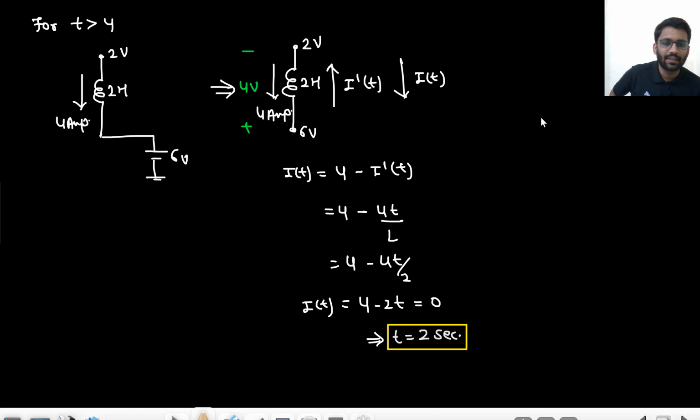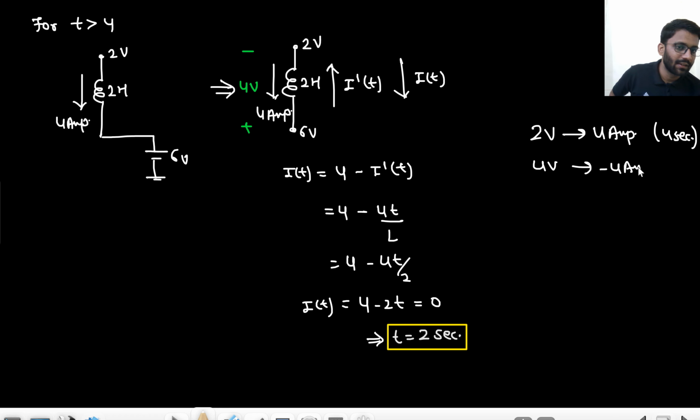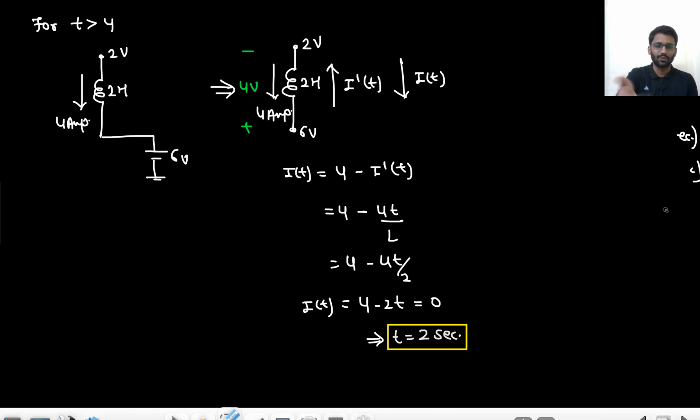I was saying that 2 volt developed 4 ampere current. It took 4 seconds. Now you need 4 volt to develop 4 ampere current in the opposite direction. How much time will it take? If the voltage is doubled, it will take less time. 2 seconds it will take. That is the answer. Or you can solve by this method as well, the way I have solved.